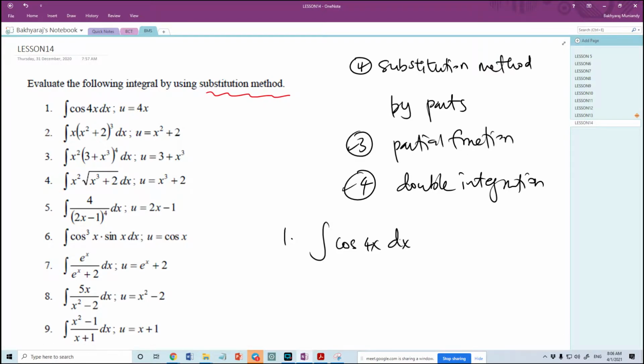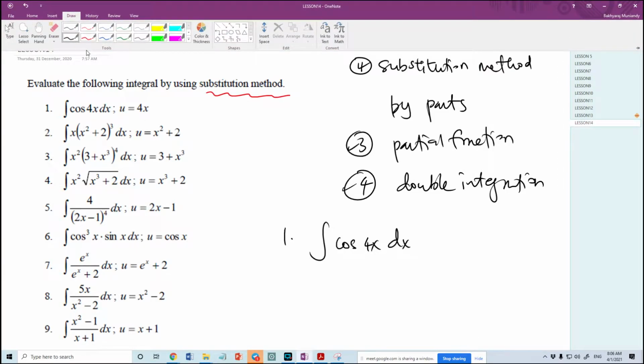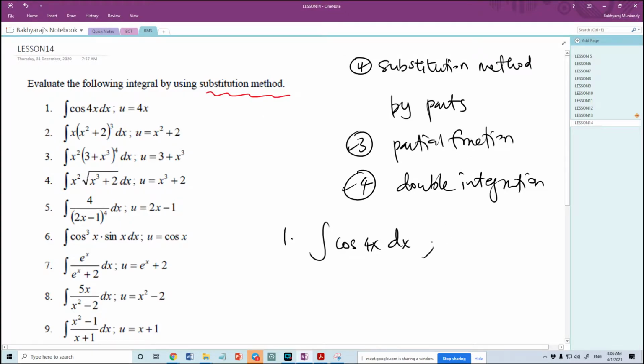In my examples, I'm going to give you the u. But in exam questions, sometimes they provide the u, and sometimes they give you open questions and don't give it. I cannot say it will always be there. Sometimes you have u, sometimes you don't, so you have to come up with your own analysis of the right u to substitute. So start with u equals 4x. I have already given it in the question.